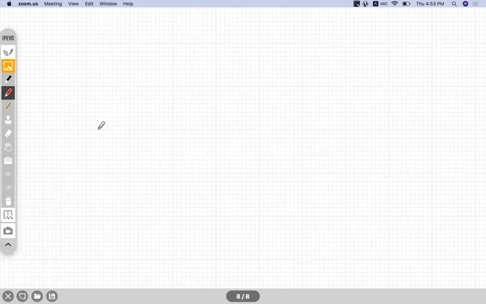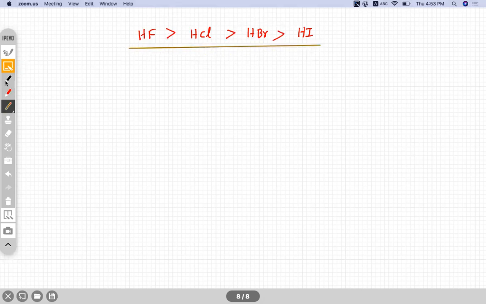Now, if you look at these orders here, we talk about HF, HCl, HBr, and HI. The bond dissociation energy of HF is maximum. Means if you go from top to bottom, the bond dissociation energy decreases because of the small size of hydrogen and fluorine. Bond dissociation energy changes like this.